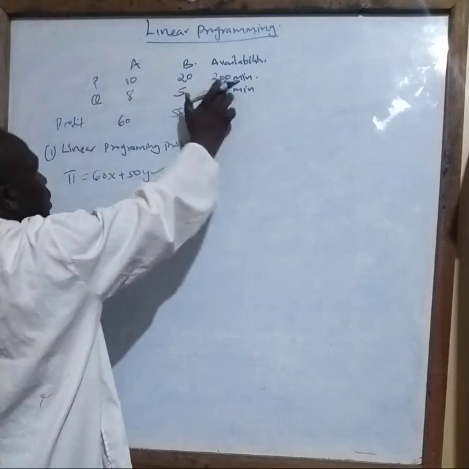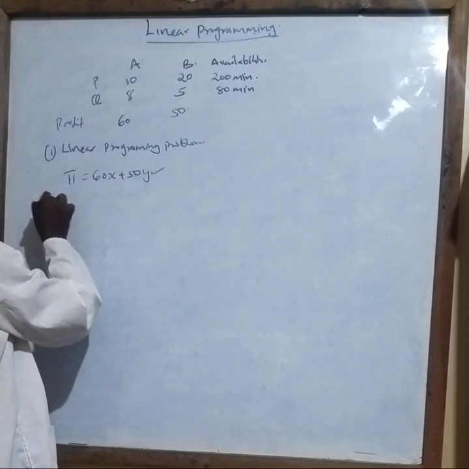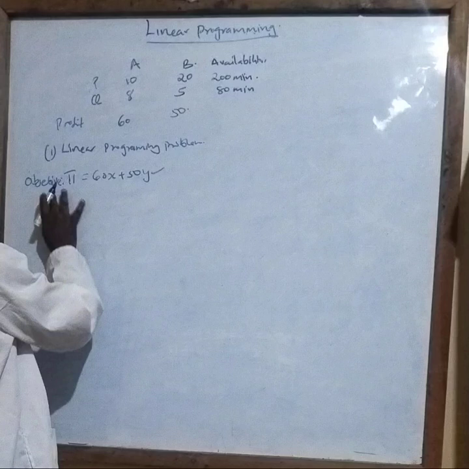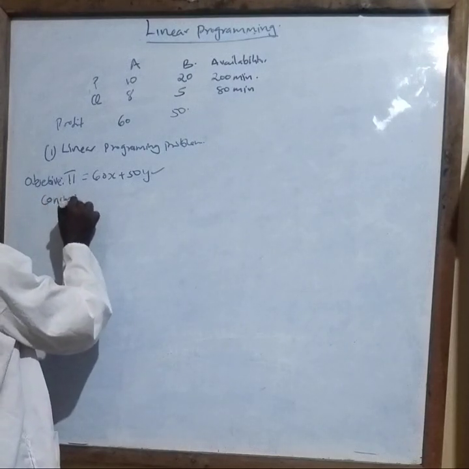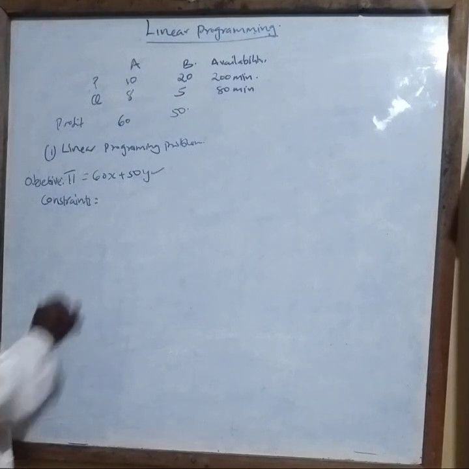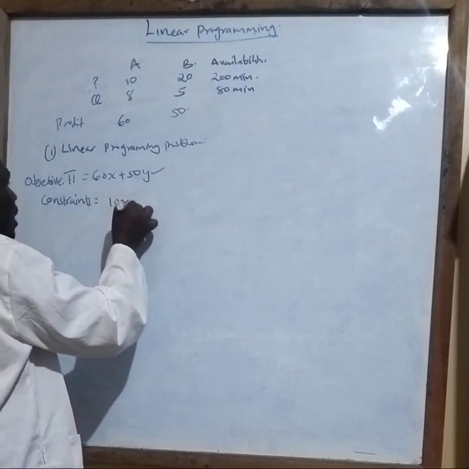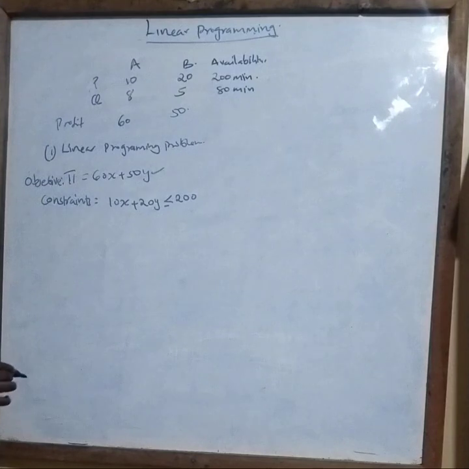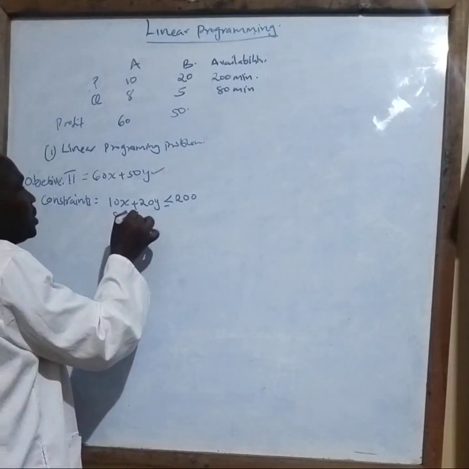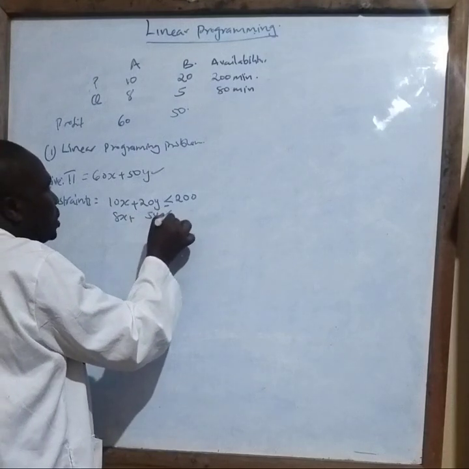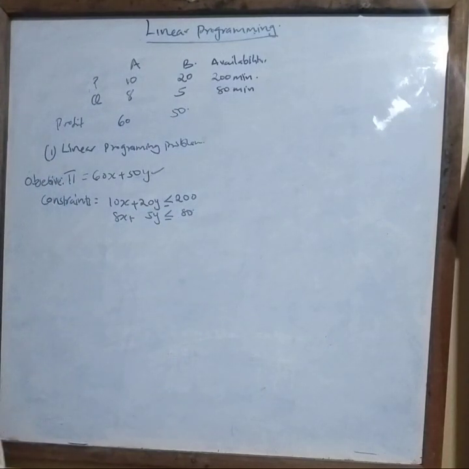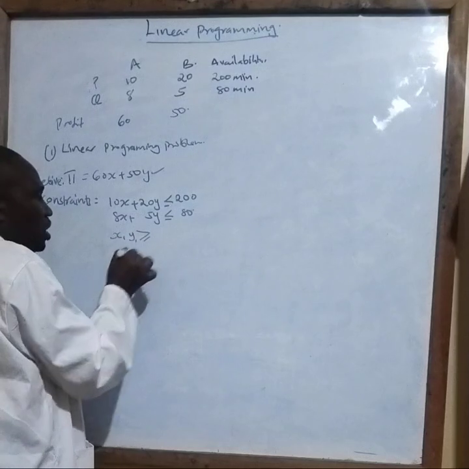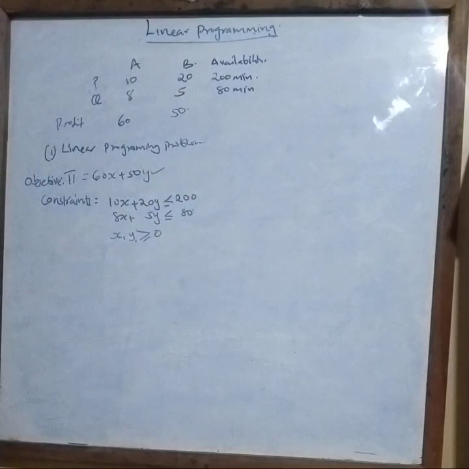The second equation is from the constraints, so it will be the objective function, then constraints. For that matter, it will be 10x plus 20y should be equal or less than 200. The second one will be 8x plus 5y equal or less than 80. Then the other constraint is that there will be no negatives, so there will be non-negativity, which is x and y should be greater than or equal to 0. So these are the equations they want you to introduce.